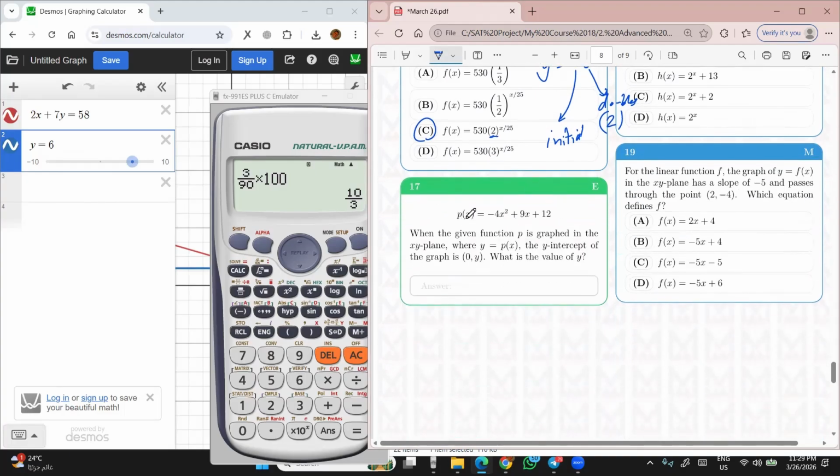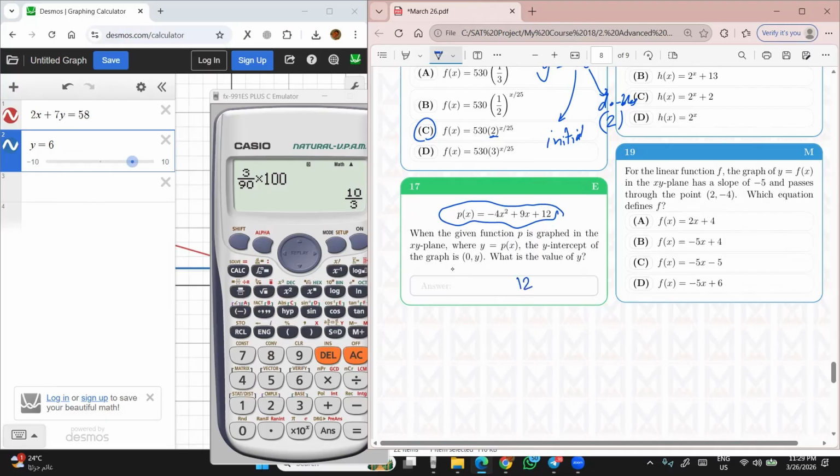Question number 17, we have this quadratic equation, and when the given function p is graphed in the xy plane where y is equal to p of x, the y-intercept of this graph is 0 and y. What is the y here? Of course, if you know that this is called the standard form, and in the standard form, the y-intercept is given, which is 12. You can just get it like this.